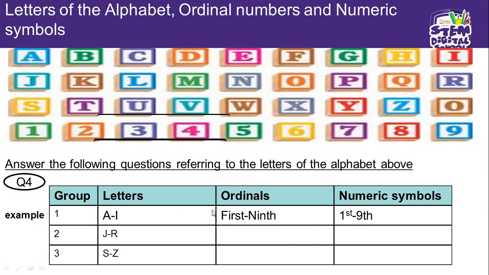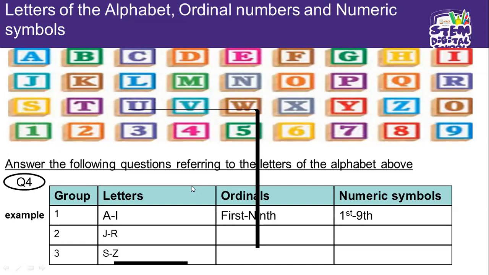Okay, now let's see what we are going to do with these letters of the alphabet. All right. The question here says, answer the following questions referring to the letters of the alphabet above. Okay, we've done an example for you there. So there they said letters A up to I. So there are the letters A, B, C, D, E, F, G, H, I. Letters A up to I. How many are they? We said they are 9. 1, 2, 3, 4, 5, 6, 7, 8, 9.